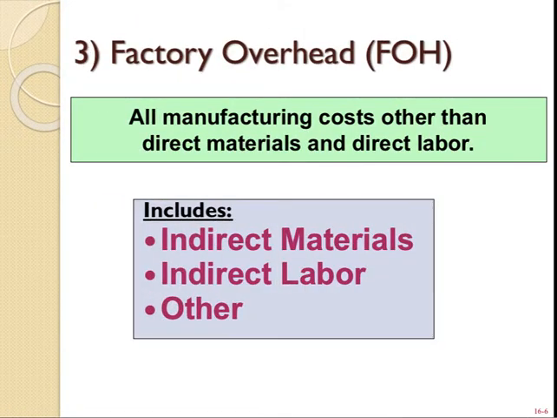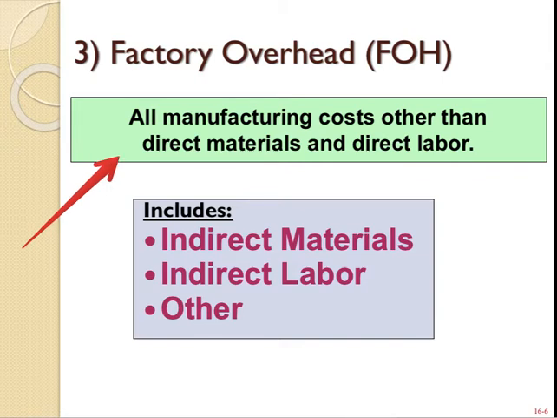The third component of inventory cost is factory overhead. And the term factory overhead, I abbreviate it to FOH. So if you see that, just know that I'm referring to factory overhead. That has the most broad definition. And that definition is all manufacturing costs other than direct materials and direct labor.